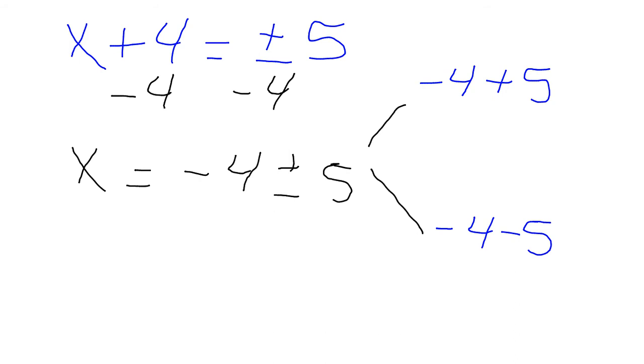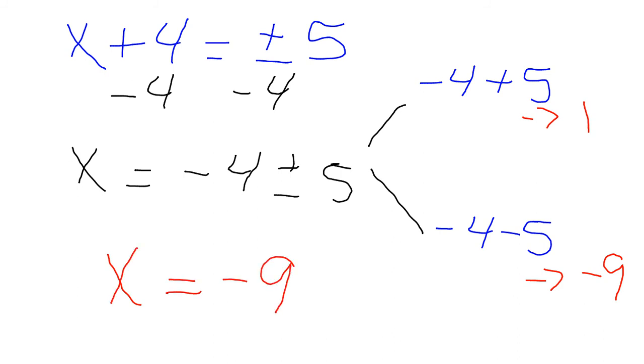And when I solve both of those, I'm going to get negative 4 plus 5 is a positive 1, and a negative 4 minus 5 is a negative 9. So my two answers to the original problem we just did is x equals negative 9 and positive 1. If you had chosen to factor that problem, the roots you would come up with would have been negative 9 and positive 1.